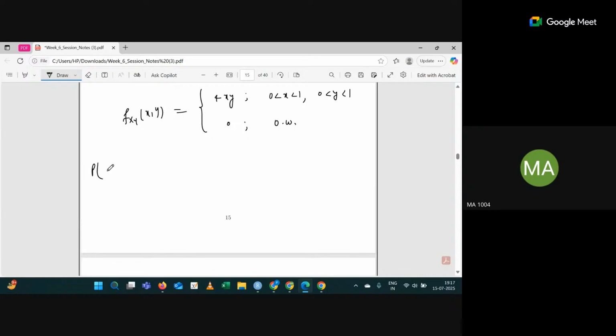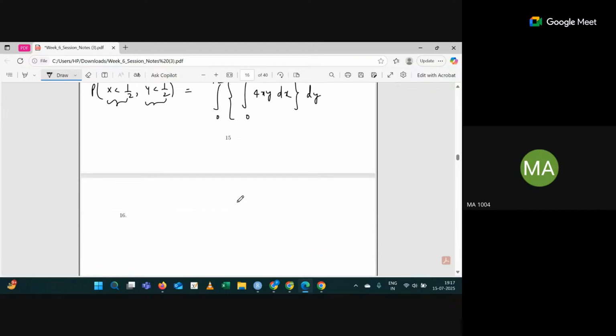Suppose I am interested in calculating the probability that x is less than 1/2 and y is less than 1/2. How will you proceed? I have to integrate 0 to 1/2 of 4xy dx, then integrate with respect to y. What is the limit of y? 0 to half, because it's clearly mentioned. Now suppose in the same case I ask for the probability x plus y less than 1. How will you proceed in this case?